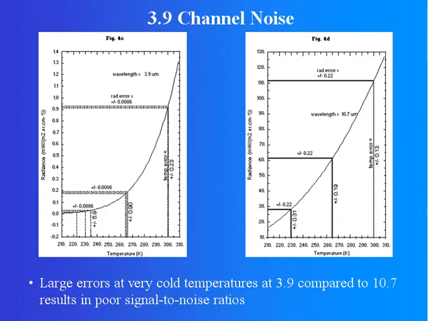If you compare that to the curve on the right, this is for the 10.7 channel, you can see that it actually doesn't become flat like that at cold temperatures. It still has a pretty good slope to it. So that means that at the 10.7 channel, there's very little noise at any temperature, even at those quite cold temperatures associated with thunderstorms.